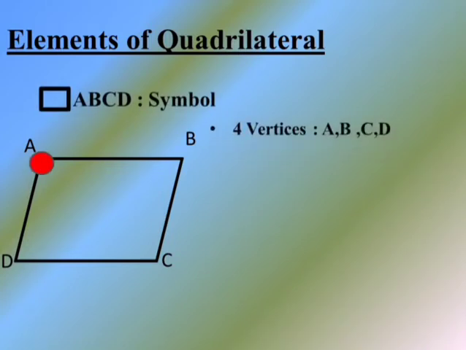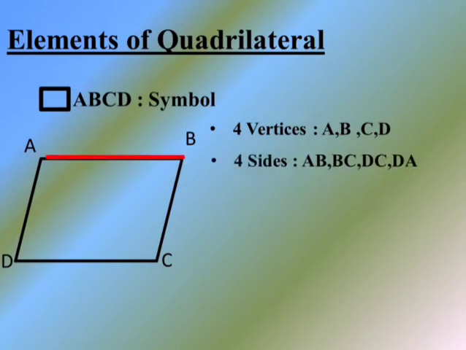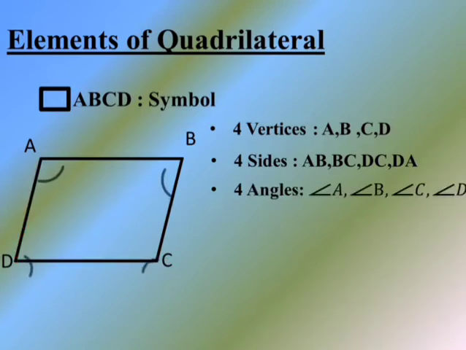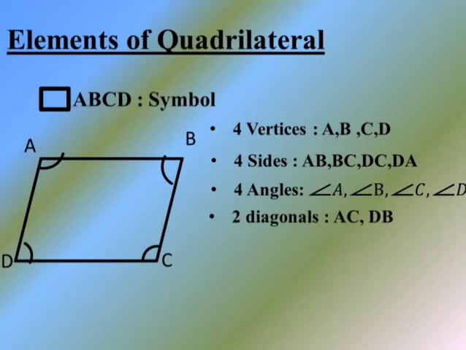A quadrilateral has four vertices: vertex A, vertex B, vertex C and vertex D. It has four sides: side AB, side BC, side DC and side DA. It has four angles: angle A, angle B, angle C and angle D. It has two diagonals, diagonal AC and diagonal BD.